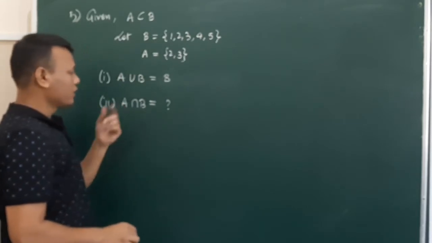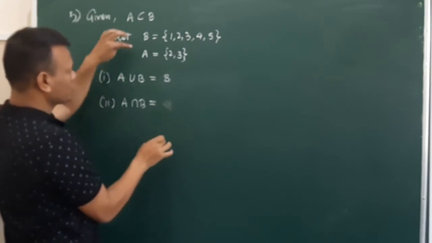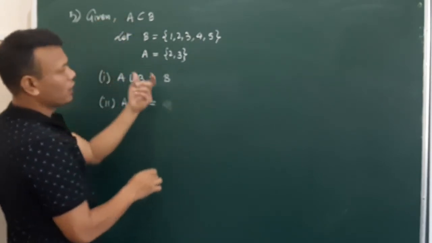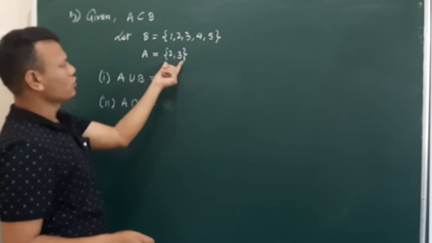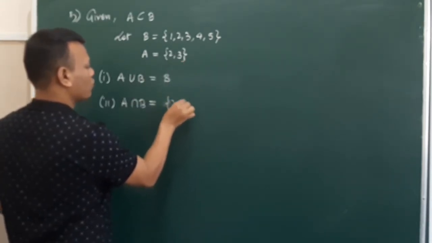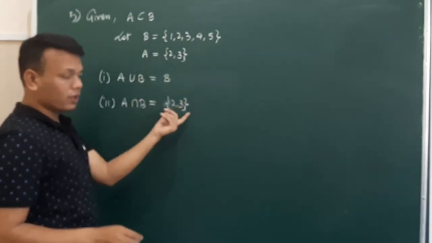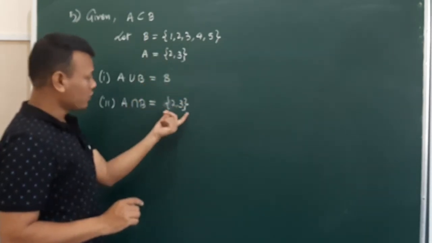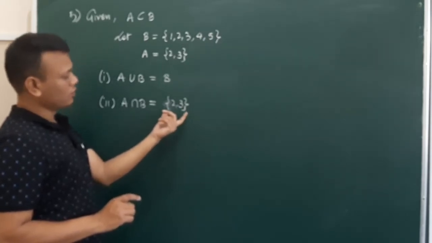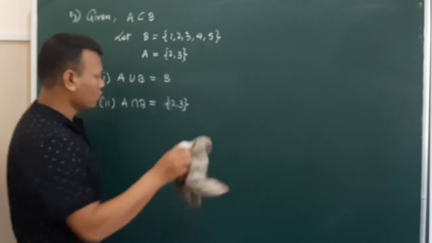All right, now next is A intersection B. A intersection B means what is common between A and B, and what are the elements which are common? That is 2 and 3, isn't it? So we have 2 and 3, but what is this set actually? Because this set is initially not given, we have taken it for reference. So instead of this, what we are going to write is that this is equal to A, right? So that's why the intersection will always be equal to A.